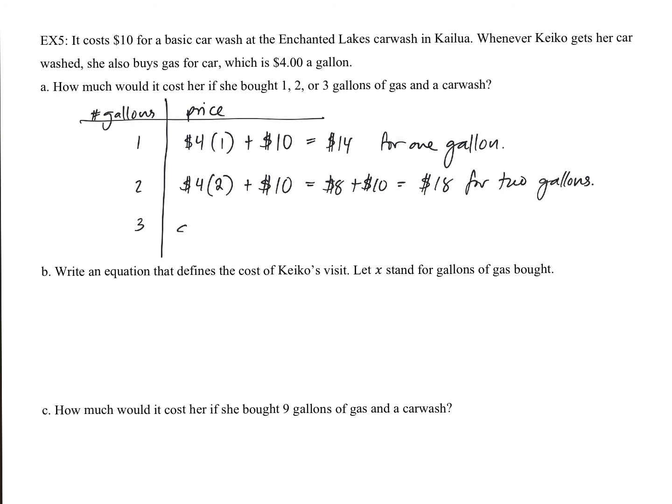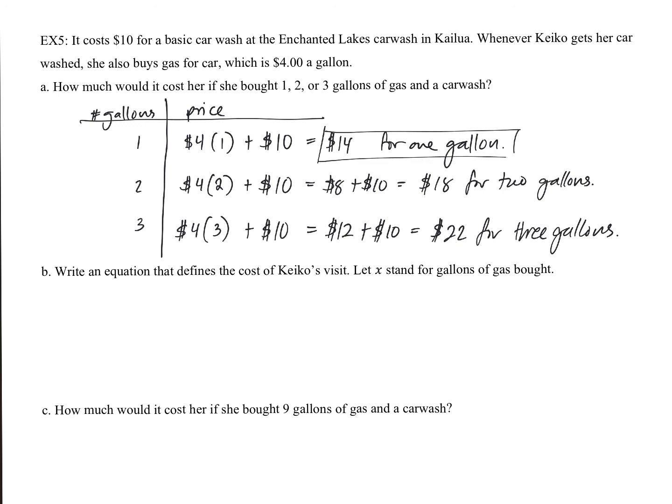And then we have, let's see, once again, so the price is $4, but we want 3 gallons, so that'll be 4 times 3, because she pays $4 each gallon, plus the $10 for the car wash, which should equal $12, plus the $10, so that'll be $22 for, sorry, for 3 gallons. And so on, depending on the number of gallons she buys. So all you do is basically you multiply the number of gallons by 4, and then you add the $10, right, to figure out the cost.